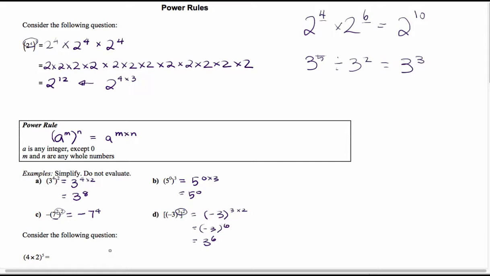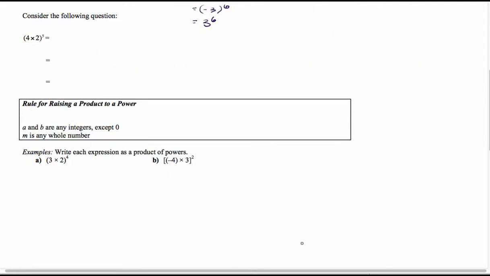Now let's look at some other things that we can do with powers. So if we consider 4 times 2, all raised to the power of 5, again, let's think about doing this in repeated multiplication. So 4 times 2, and that's 4 times 2, and that's another 4 times 2, and we need this 5 times. Now, if we remember that it's actually multiplication happening between each of these, so there's a little multiplication sign understood in between each of these brackets.